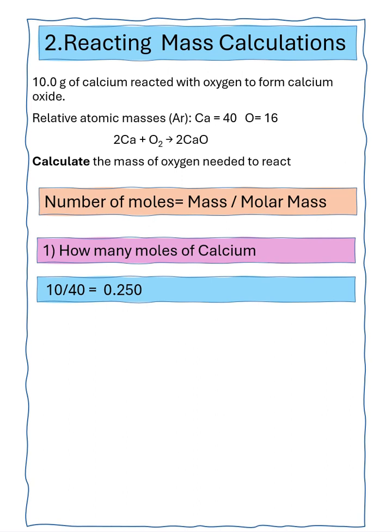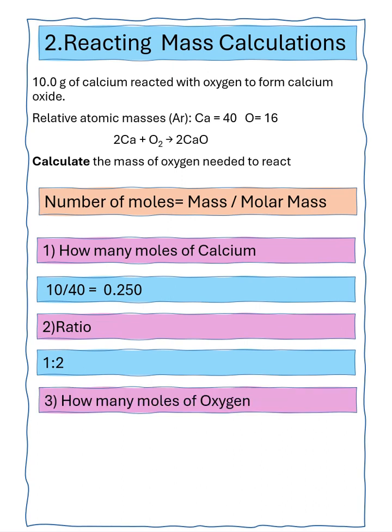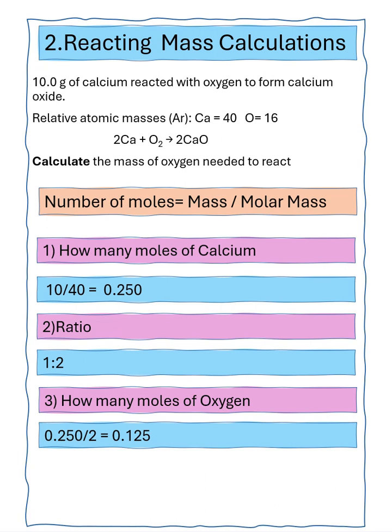So we've got 10 grams of calcium. The relative atomic mass of calcium is 40. So 10 divided by 40, which is the mass divided by molar mass, equals 0.25 moles of calcium. I then get to look at the ratio, and the ratio of oxygen to calcium is 1 to 2. So we've got half the amount of oxygen as we have calcium. Therefore the number of moles of oxygen is half that of the calcium. So 0.25 divided by 2 is 0.125 moles of oxygen.